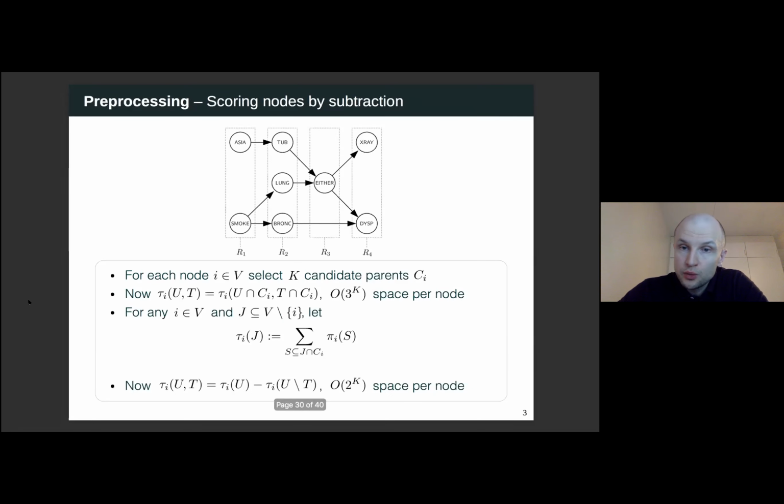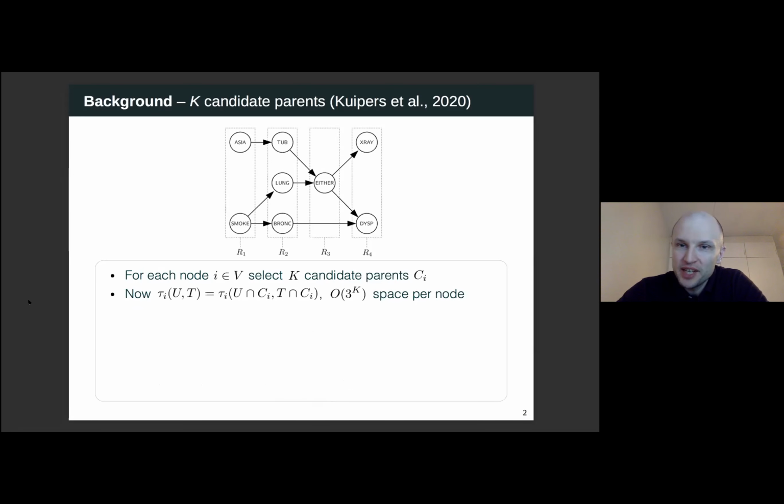And once we have the candidates, can you go back? Once we have the candidate parents selected, we can pre-compute all node scores of the form just seen, since they now only depend on these two intersections.